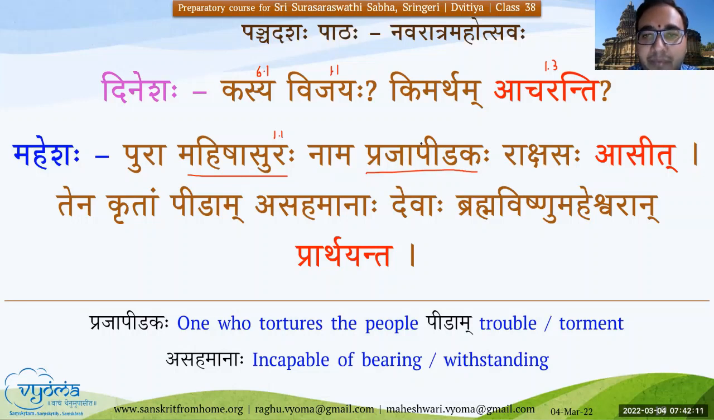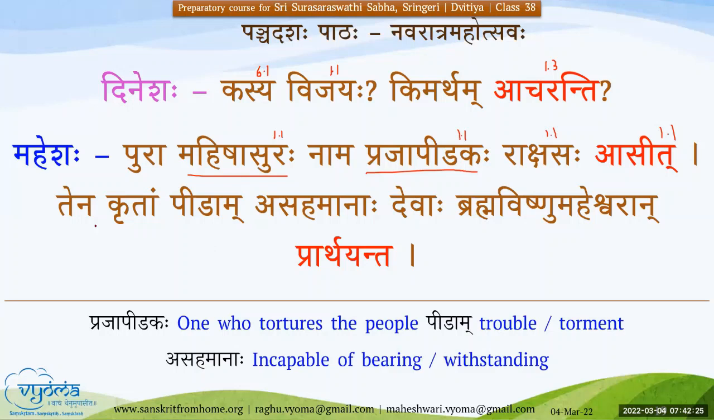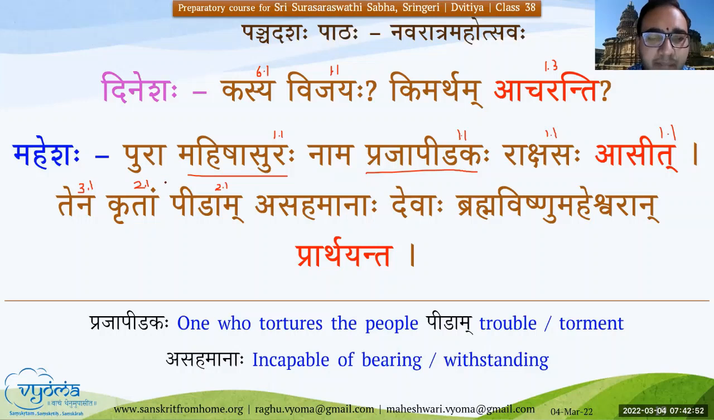Prajapidakaha is an adjective to Mahishasuraha. Rakshasaha, Prajapidakaha, Mahishasuraha, all these are adjectives, in Prathama Vyakti Ekavachanam. Asit, Langlakara Prathama Purusha Ekavachanam. Tena Kritam Pidam Asahamanaha Devaha Brahma Vishnu Maheshwaran Prarthayanta. Tena, so Mahishasurena, by him, by Mahishasura. Kritam Pidam, Dvitiya Bhakti Ekavachanam. Kritam is adjective to Pidam.